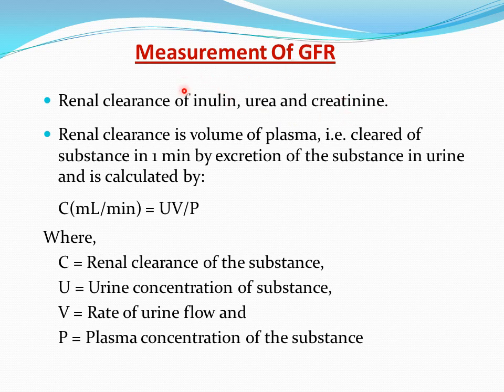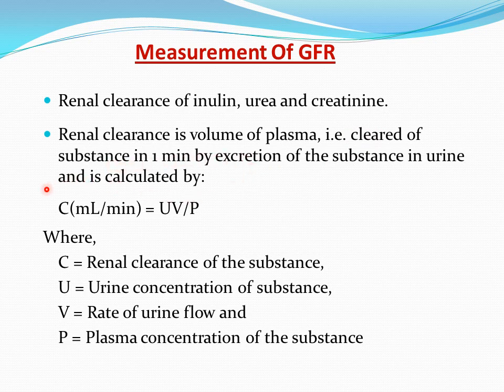But the most important is inulin. That is the in vitro substance. That means you have to inject this chemical from outside, and then measure the clearance rate of that inulin, and depending on that, you will get the GFR. So first we have to see the clearance of this substance, and by that we will get the GFR. Renal clearance of any substance is the volume of plasma that is cleared of the substance in 1 minute by excretion of the substance in the urine.